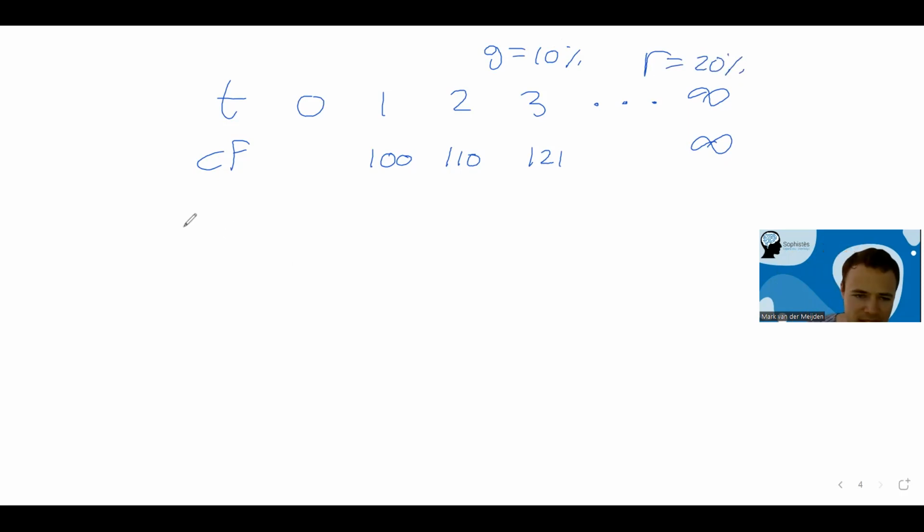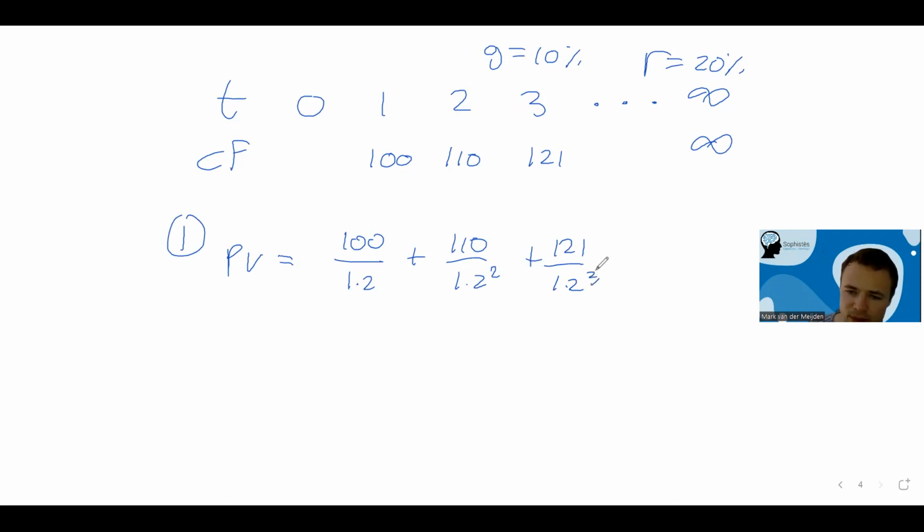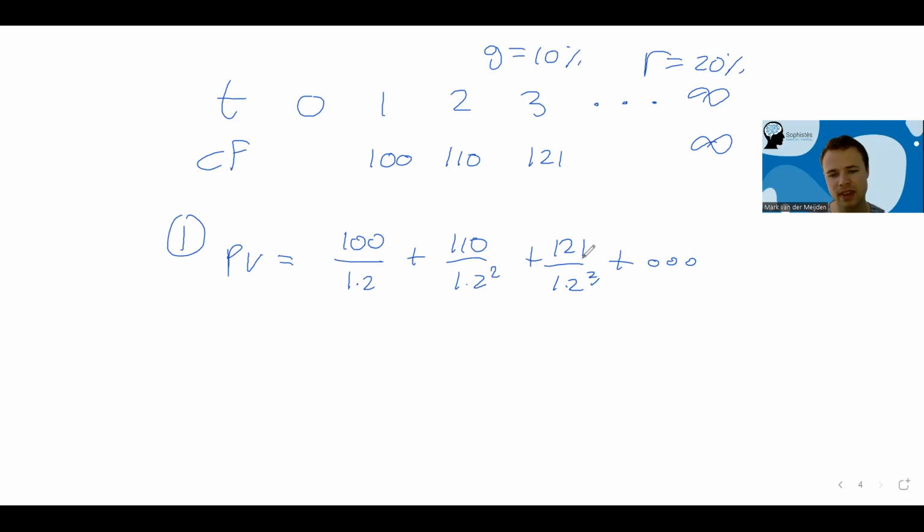Well, again here, with method 1, the present value would be 100 divided by 1.2 plus 110 divided by 1.2 squared plus 121 divided by 1.2 cubed. And you would literally get infinitely many fractions. So this is not doable in the exam. So because of that, we need to have a particular formula. And that is C divided by R minus G.